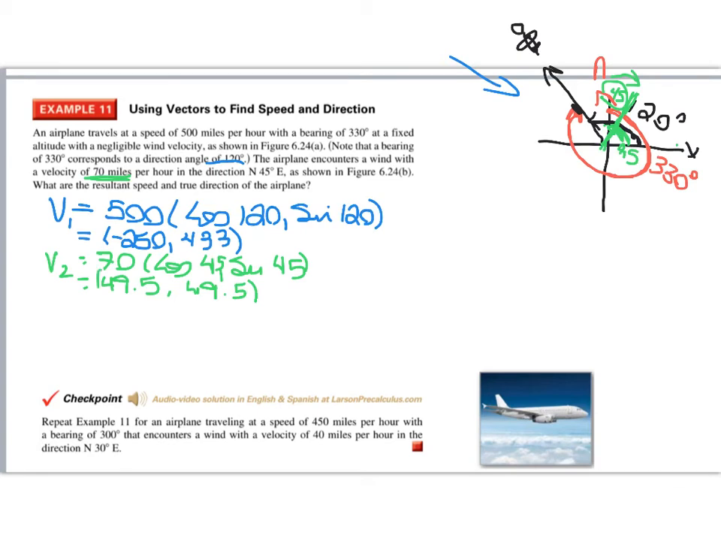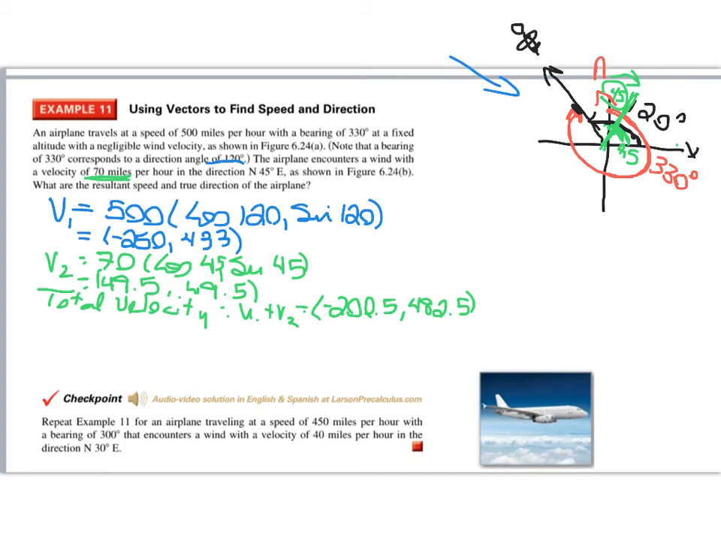Okay, so now what you want to do is find the total velocity. The total velocity is you're going to add those two together, add v1 and v2. And so your total velocity is going to be negative 200.5 and 482.5. Okay, so now to find the speed, you do your magnitude.